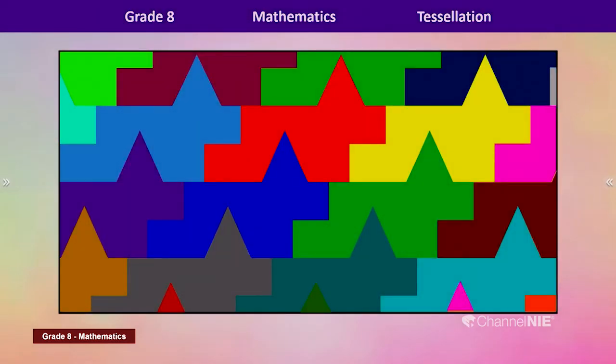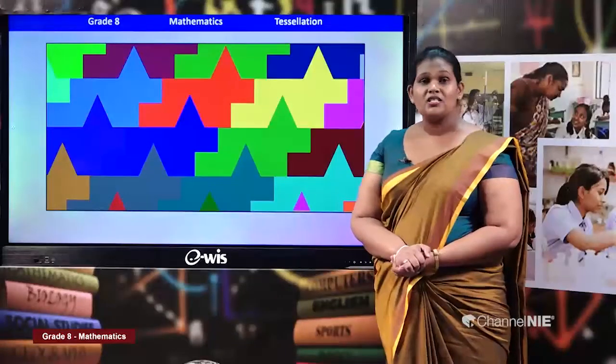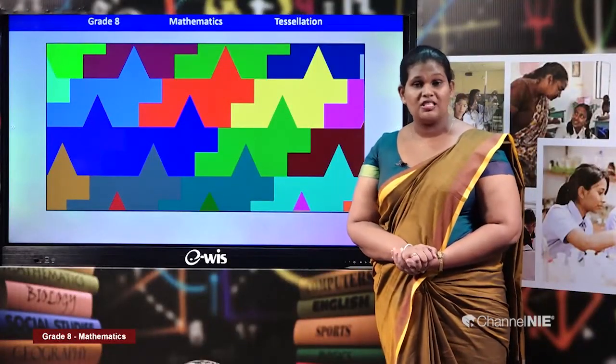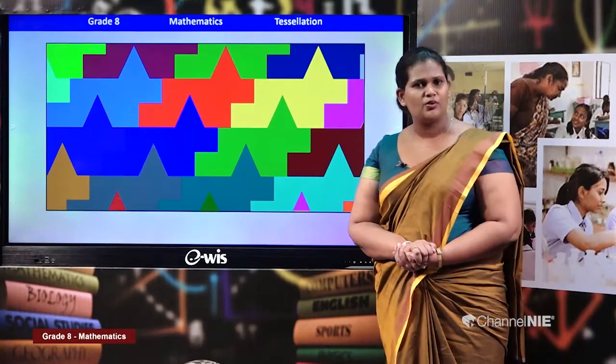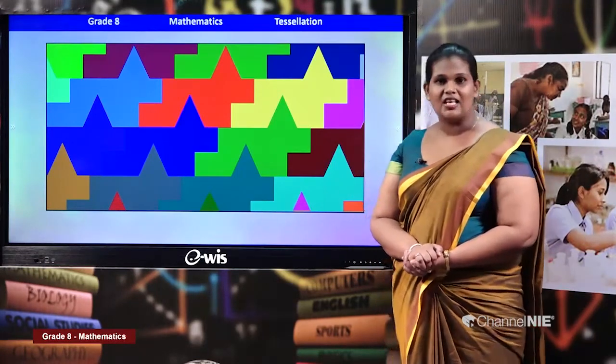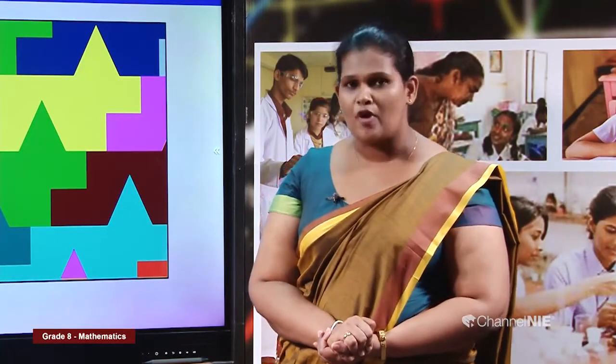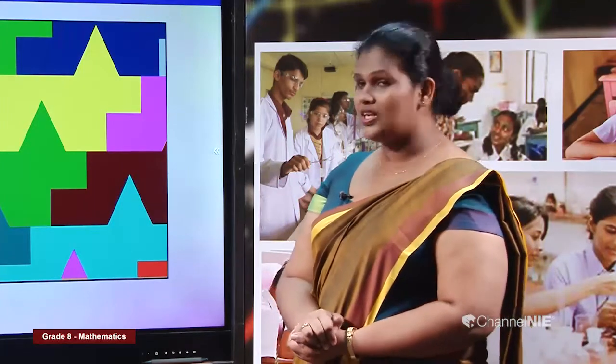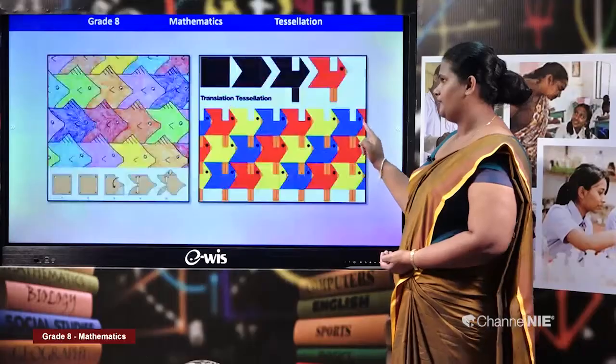Right. I have used just a shape to create the tessellation. Throughout the tessellation, I can notice only one shape. Now, by now you know what name you can give to this tessellation. What is the name that you can give? Yes, that is a pure tessellation, because throughout the tessellation you have got only one shape. So, this is a pure tessellation.